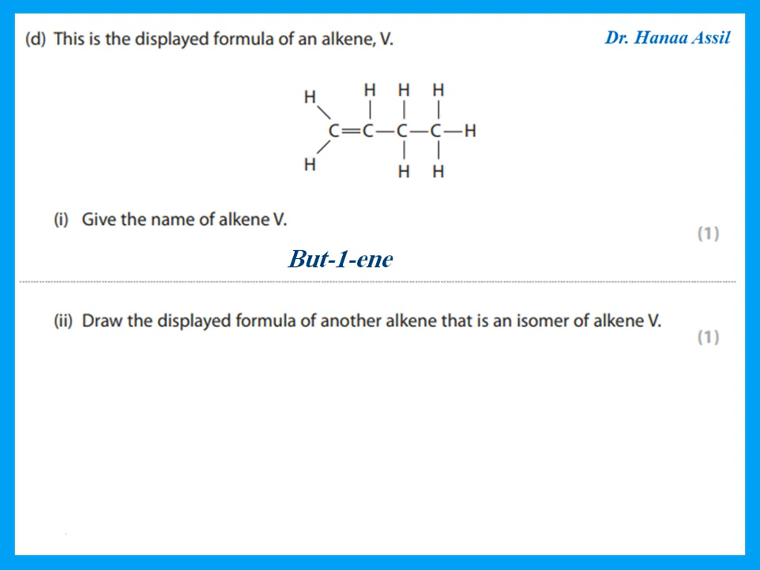Now draw the displayed formula of another alkene that is an isomer of this compound. If I have but-1-ene and he's telling me to draw its isomer, how do we draw the isomer? We can just draw exactly the same thing but with the double bond in the middle instead of on one end. So this has the same molecular formula. Remember, isomers are compounds with the same molecular formula, so same number of carbons, same number of hydrogens, but different structures. So instead of having the double bond on one end, we put the double bond in the middle.